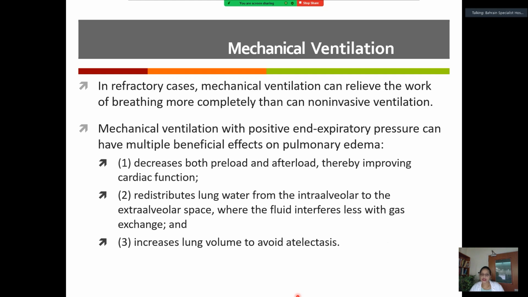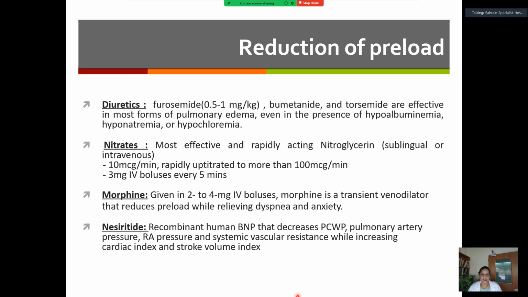Mechanical ventilation. In refractory cases, mechanical ventilation can relieve the work of breathing more completely than non-invasive ventilation. Mechanical ventilation with positive end expiratory pressure can have multiple beneficial effects on pulmonary edema: it decreases both preload and afterload, thereby improving cardiac function, redistributes lung water from the intraalveolar to the extraalveolar space where the fluid interferes less with gas exchange, and increases lung volume to avoid atelectasis.